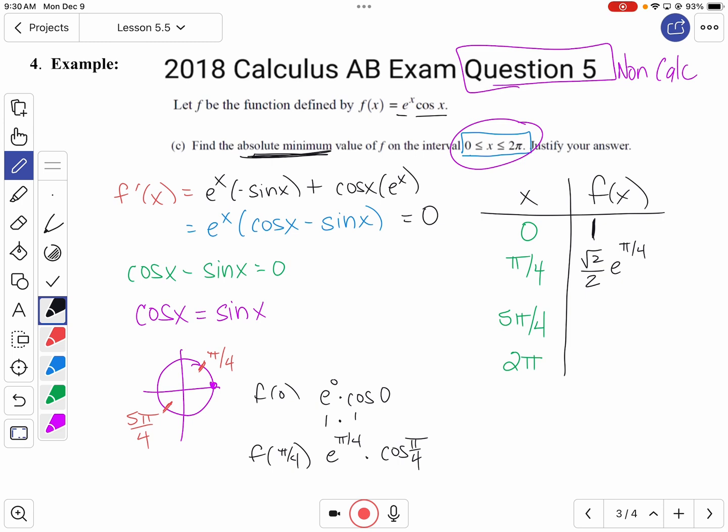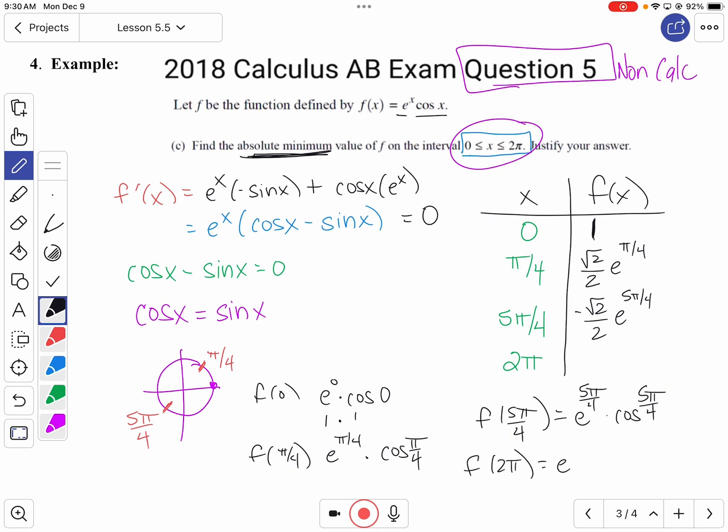All right, let's do f at 5 pi over 4. Again, e to the 5 pi over 4 is a pretty big positive number. And then the cosine at 5 pi over 4 is negative square root of 2 over 2, times e to the 5 pi over 4. Well, a positive and a negative gives me a negative. So right now, that's my lowest value. I don't know what it is, but it's lower than the two positive numbers. And now let's do f at 2 pi.